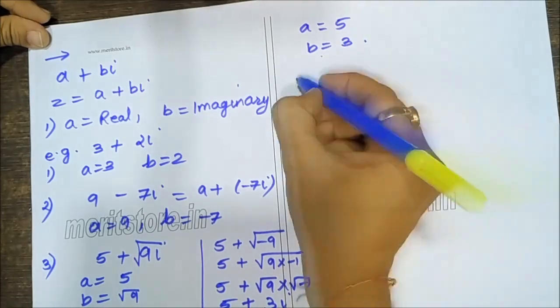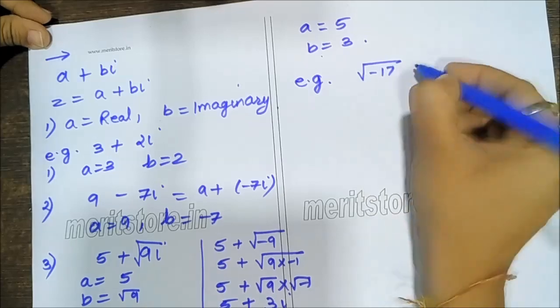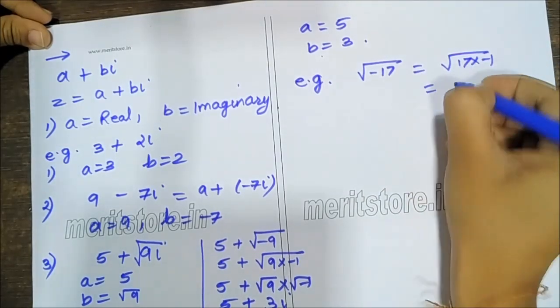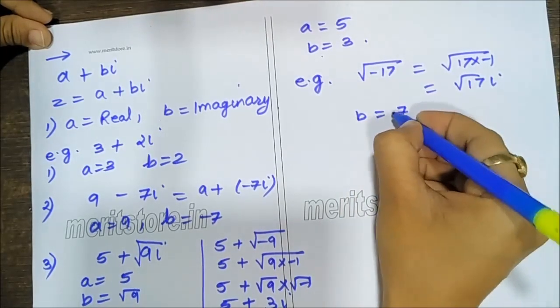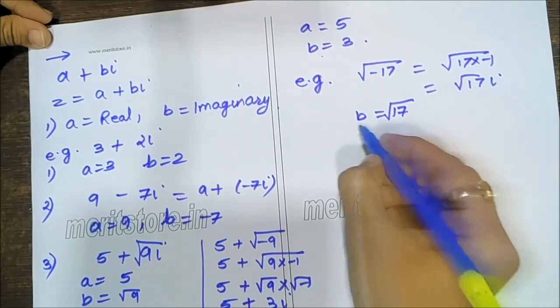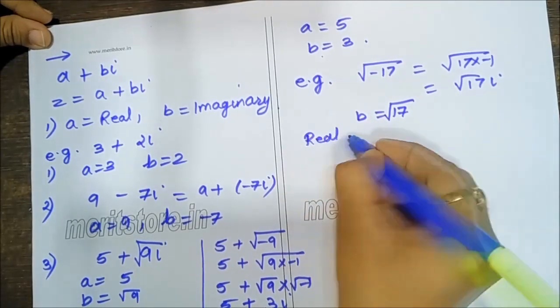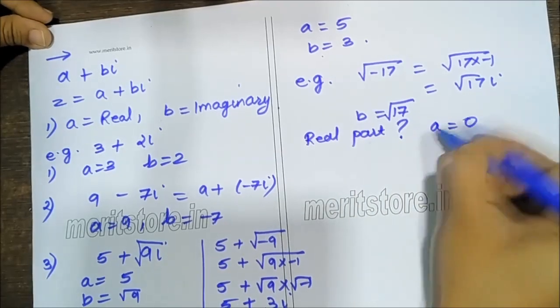Further, one more example, root minus 17. You will split as 17 into minus 1, that is root 17i. So B is root 17, and here you will see the real part is not given, that is 0.